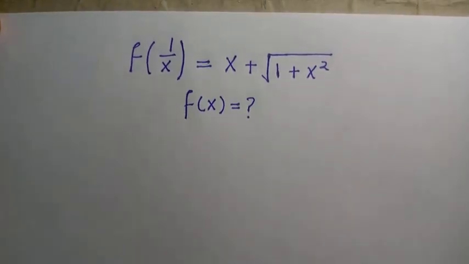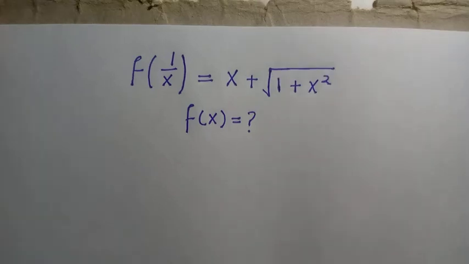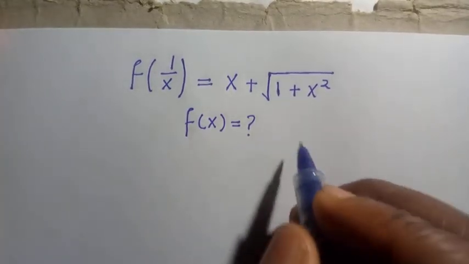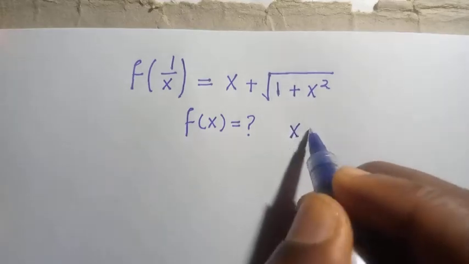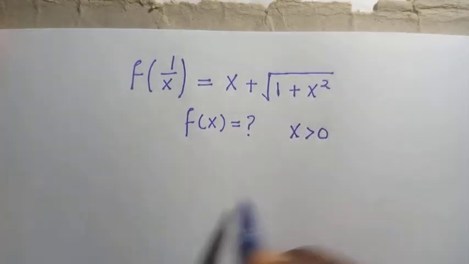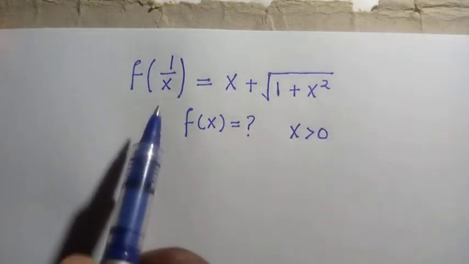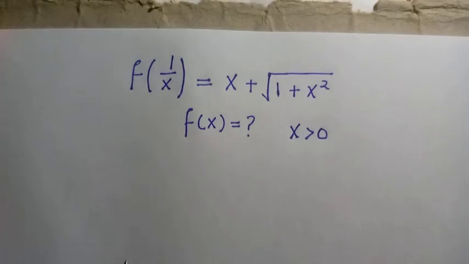How to solve this functional equation where we have f of 1 over x equals x plus root of 1 plus x squared. I want to find f of x. So we should note that from here, the value of x is greater than 0 for us to have a defined function. And to solve this kind of equation, we consider from this domain as 1 over x, we are going to let it be another letter, so-called substitution.